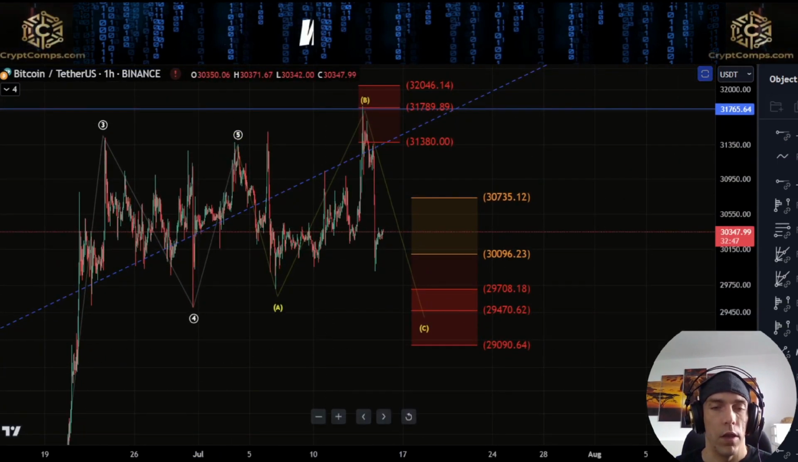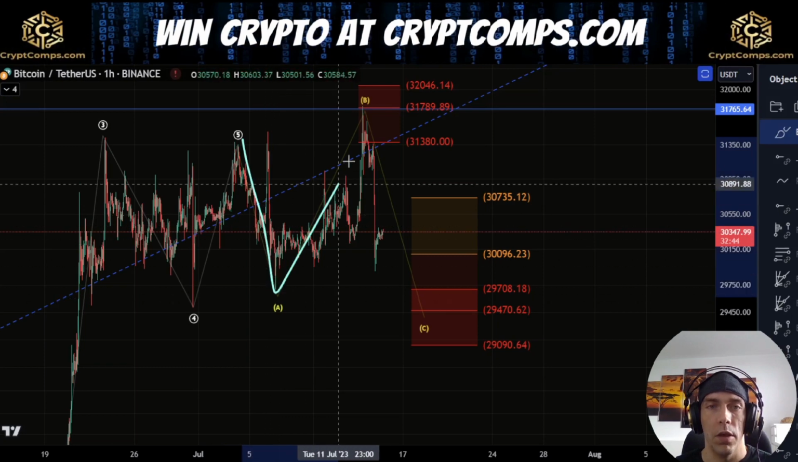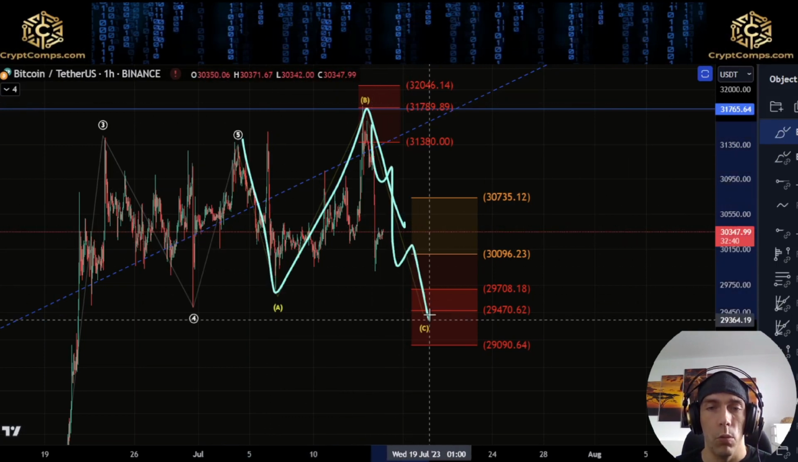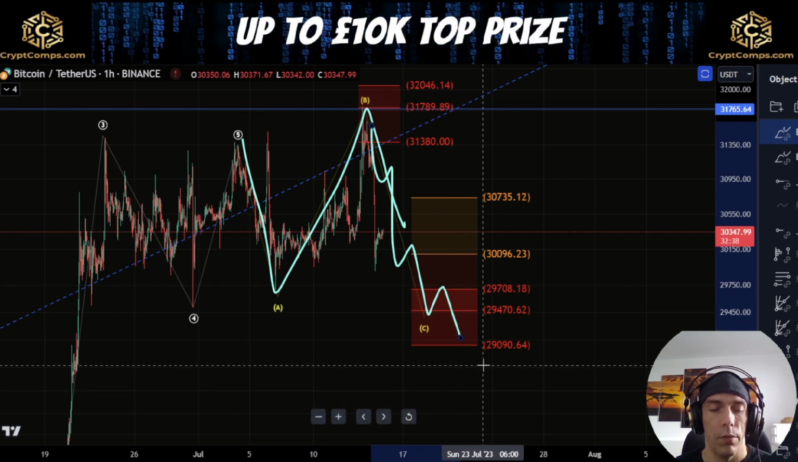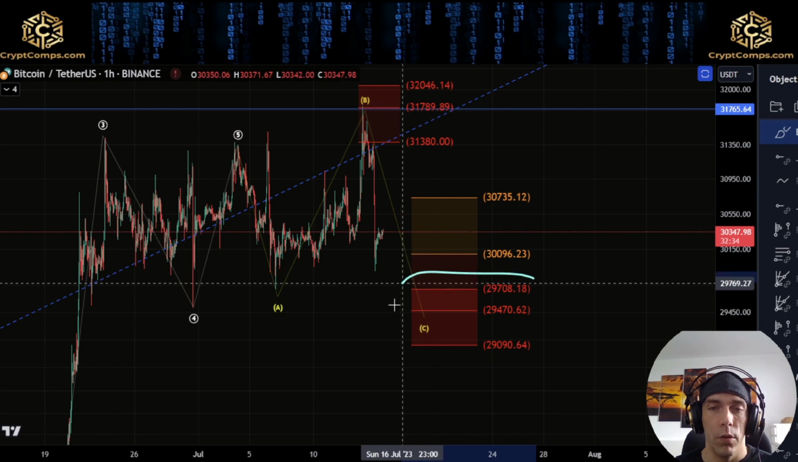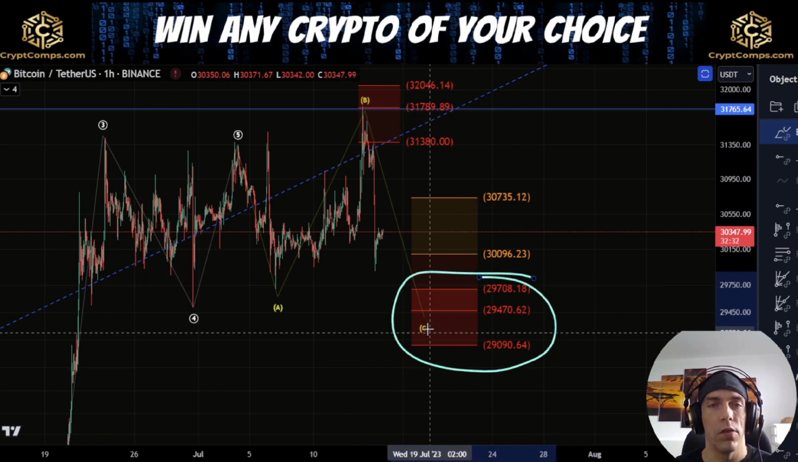Now, if this is the case and we do see something like this, where this becomes A, we get this B wave up, and then we see 1, 2, 3, 4, 5, or with the additional one where we get another 4th and a 5th here, effectively, what we'd be looking for would be, once again, this lower target range for this C wave here.